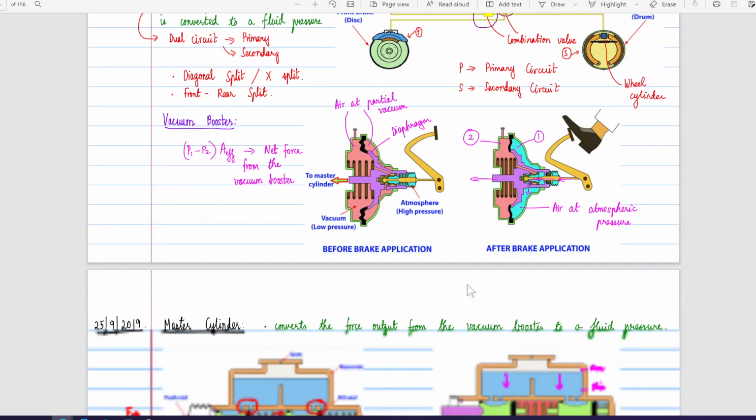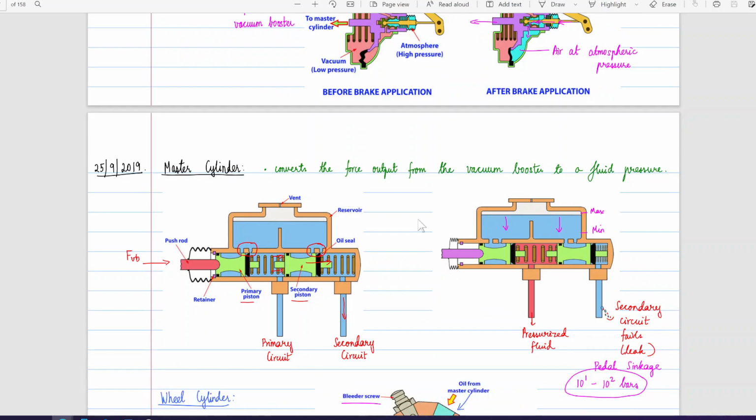Okay, so this motion goes to the master cylinder. If we consider this force FVB coming from the vacuum booster onto a push rod, so this is the master cylinder. This converts the force output from the vacuum booster to a fluid pressure.